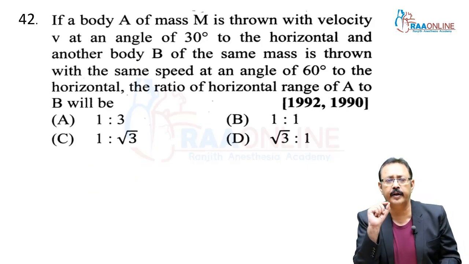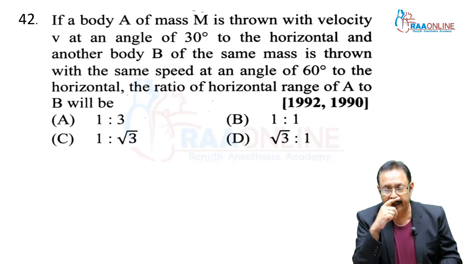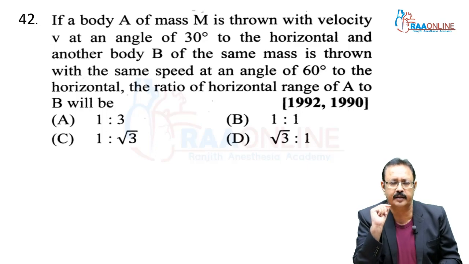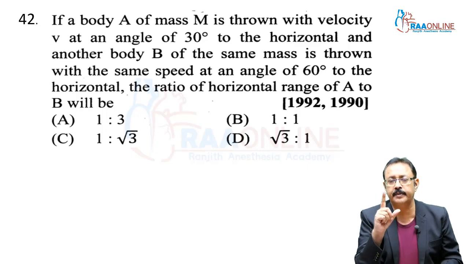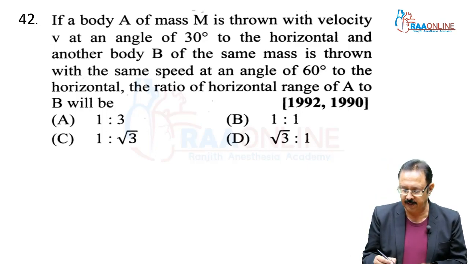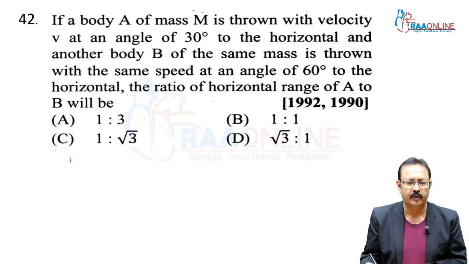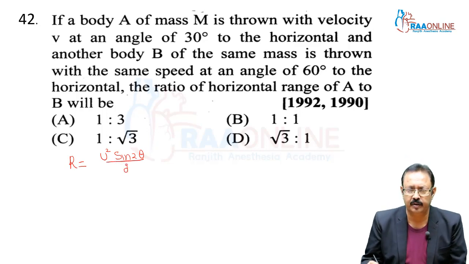If a body A of mass m is thrown with velocity v at an angle of 30 degree to the horizontal, and another body B, same mass, thrown with the same speed at an angle of 60 degree, the ratio of horizontal range of A to B will be? They ask this 2 times. First I am giving you the concept. What was the formula for horizontal range? See, it was u square sine 2 theta by g. It is the formula for range.